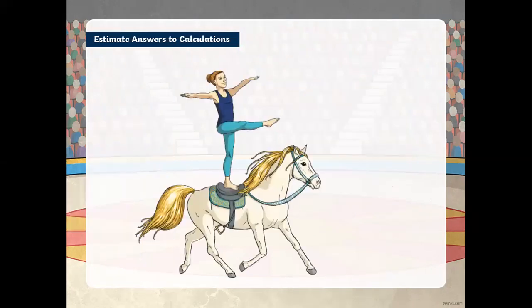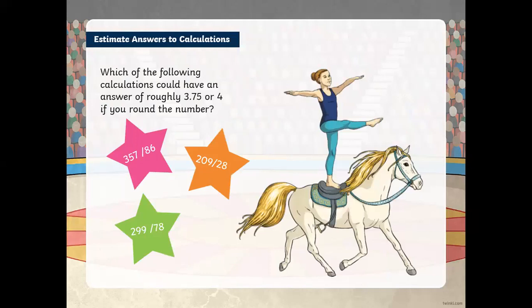Let's see. Which of the following calculations could have an answer of roughly 3.75 if you round the numbers? Which of these three starts the answer 3.75 or rounding to 4? Which one? The pink one, the orange one, or the green one?